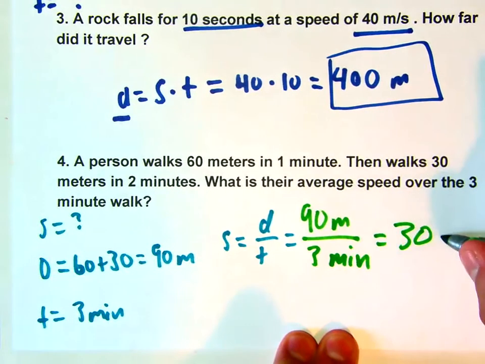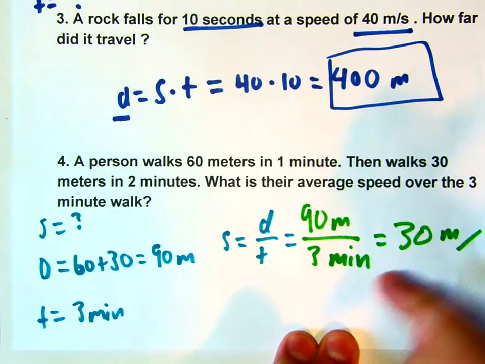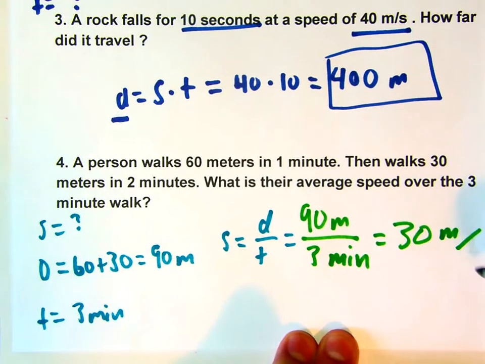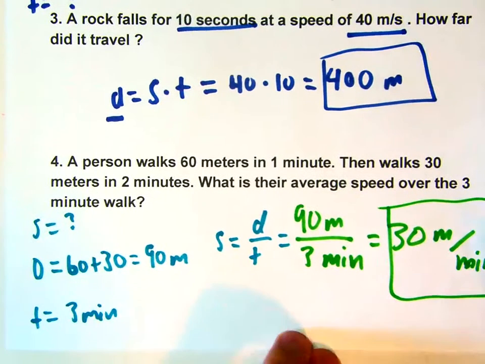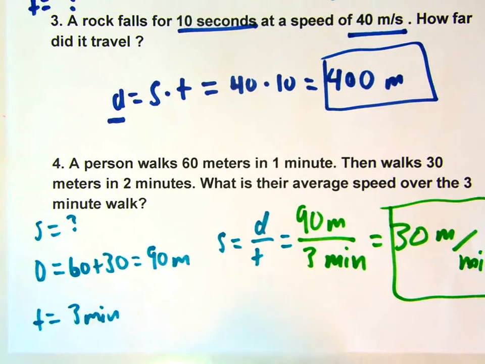30 meters per second? No, because there was minutes. So that's what I referred to when I said you might have different units. It all depends on what's given to you. 30 meters per minute, and that would be my final answer.